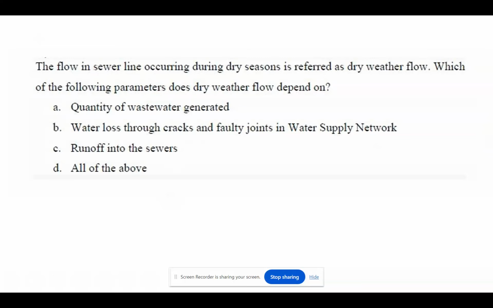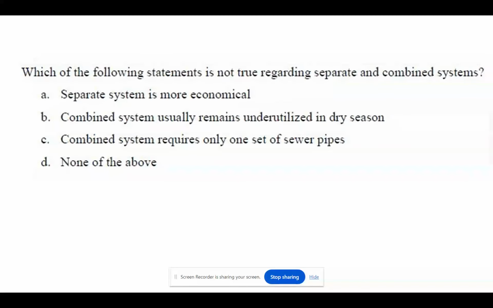That is right. So why are we not considering runoff? Yes, right. So what about water loss through the cracks and faulty joints? Okay, right. So when it is dry season, it means the actual amount of wastewater that is generated is what we are considering. So that's the point. So next question: which of the following statements is not true regarding separate and combined system?